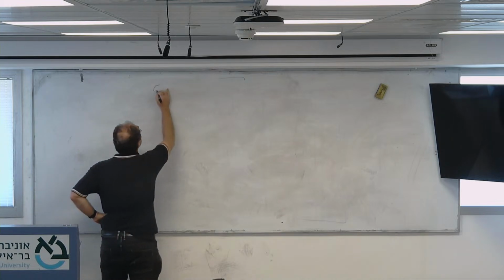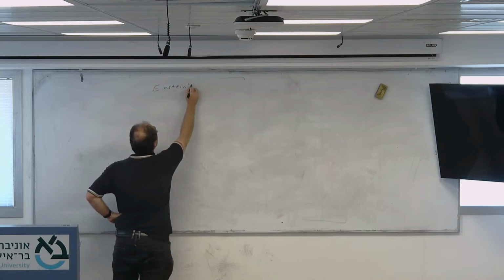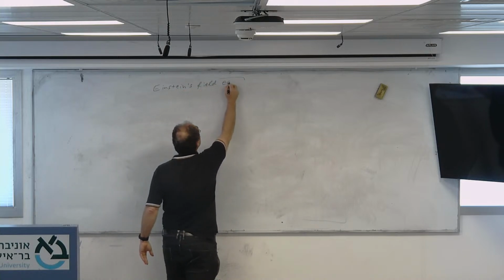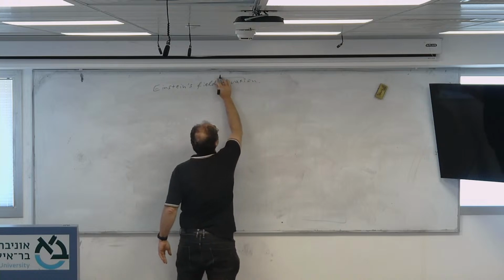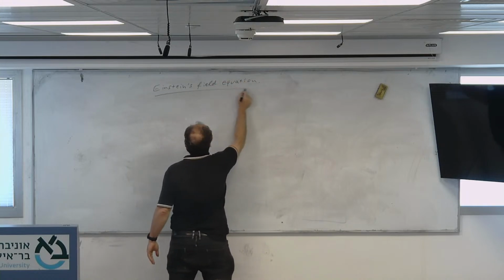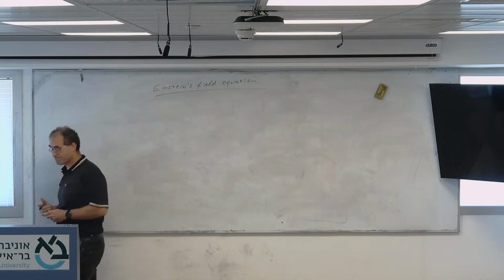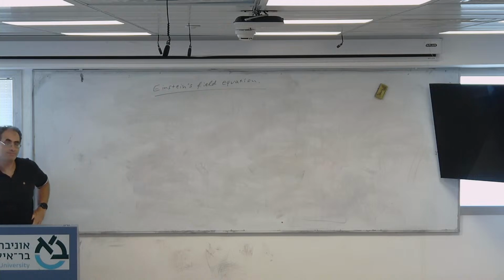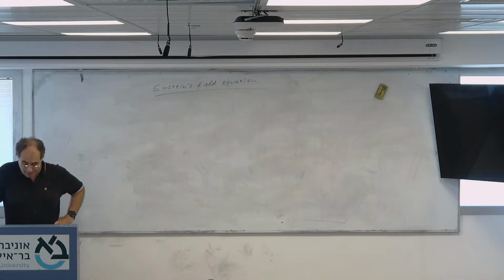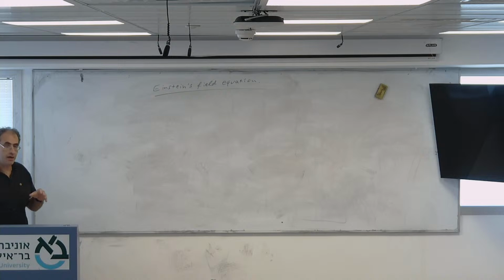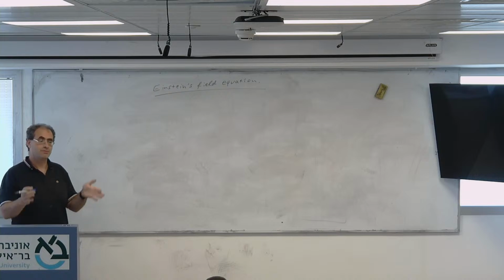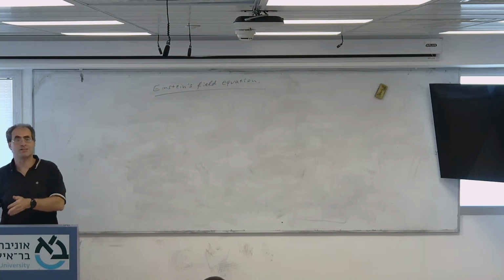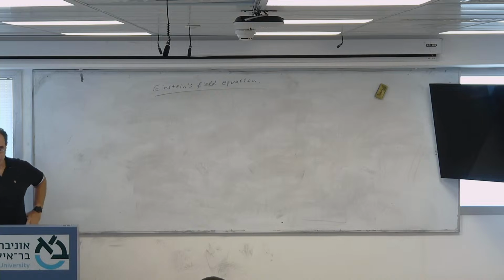Einstein's field equation. So finally, we have everything we need to derive Einstein's equation. Again, this is the heart of general relativity. I mentioned it to you, I spend half the semester deriving Einstein's equation and the second half solving Einstein's equation. That's basically what this course is all about.